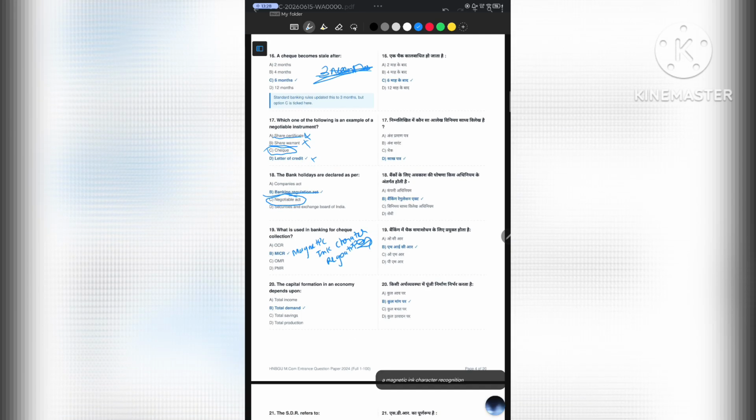Okay, next is, capital formation in an economy depends upon total demand. So basically, whenever this type of question comes, demand is the main important factor.